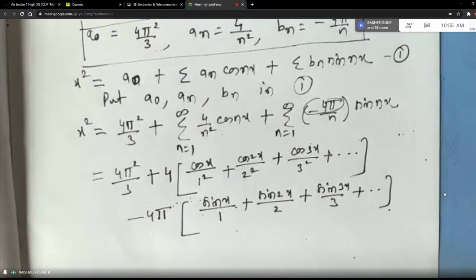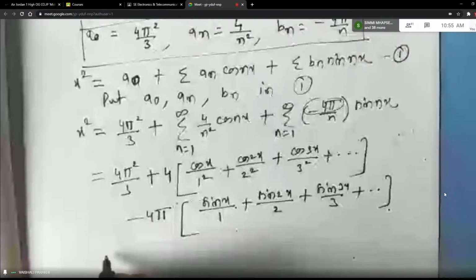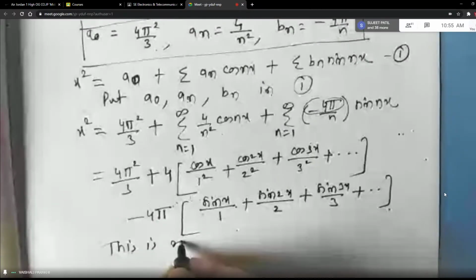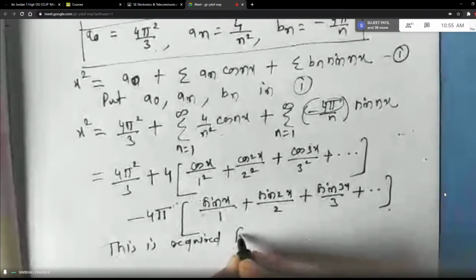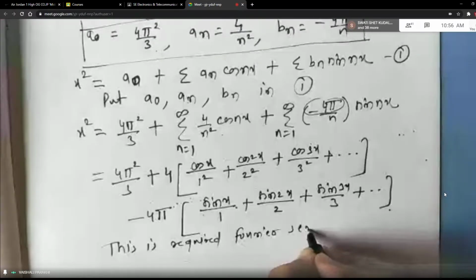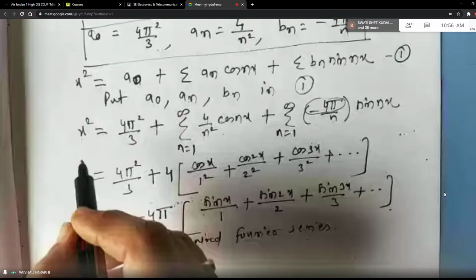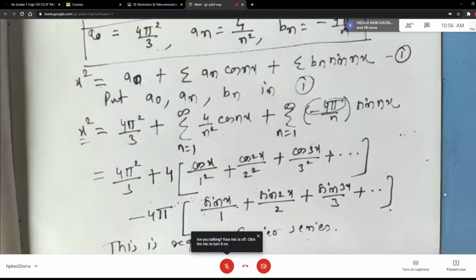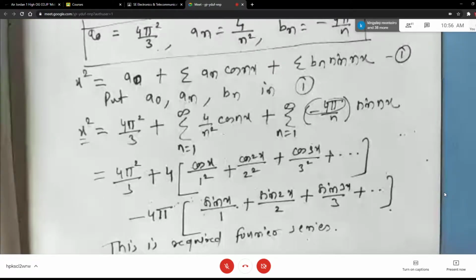Any doubt at this step, you can unmute yourself and ask. Even if it is a minor doubt, you are free to ask. Okay. So basically, this is the required Fourier series. What does it mean, students? It means that this function x square you have converted in terms of sine and cosine. So x square can also be expressed in this form. That is the meaning of this.